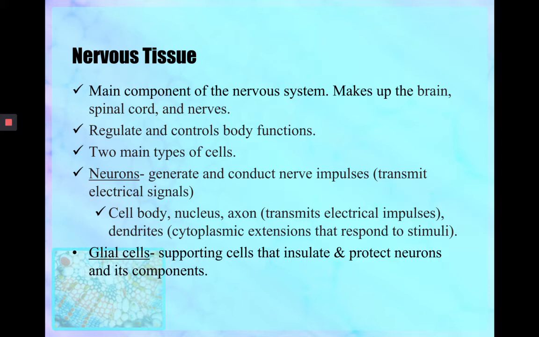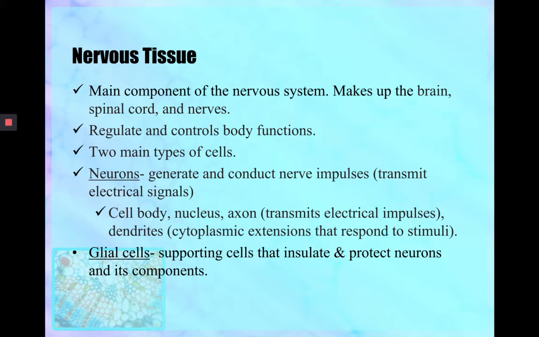The main component of the nervous system is nervous tissue. We would find nervous tissue in the brain, the spinal cord, and your peripheral nerves. It makes up the central nervous system and the peripheral nervous system, and it's a great communicating system. Nervous tissue itself is able to regulate and control body functions via electrical signals called action potentials, and these action potentials can trigger the secretion of chemicals called neurotransmitters.